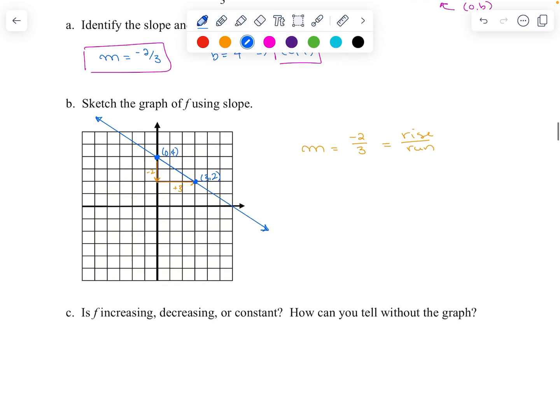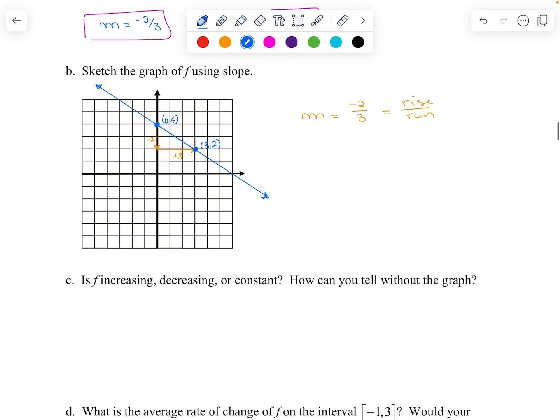Okay. Now looking at the next part, it's asking, is f increasing, decreasing, or constant? Okay, and how could you tell without the graph? Well, from the graph itself, we always read from left to right. So when I look at the graph, I note, is it going down or up when reading it left to right? Notice it's going downward. So that means that it is decreasing.